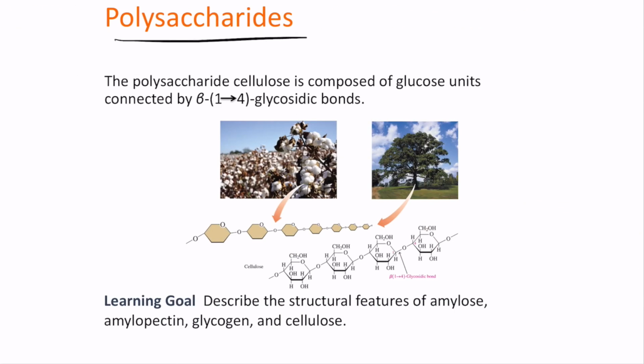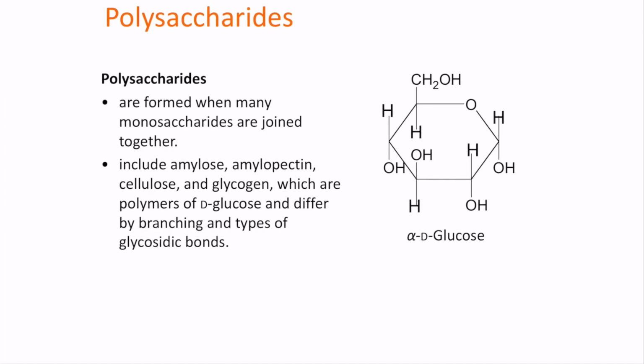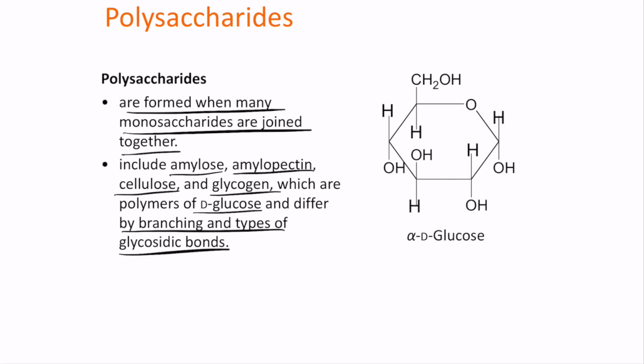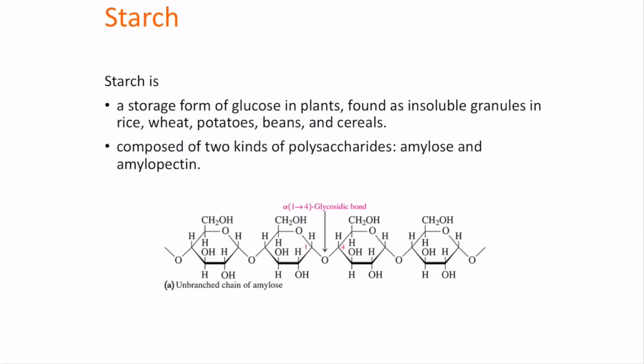Next, the last topic, polysaccharides. The polysaccharide cellulose is basically composed of glucose units connected by beta 1 to 4 glycosidic bonds. Alpha 1 to 4 glycosidic bonds give amylose, and beta 1 to 4 glycosidic bonds give cellulose. Polysaccharides are formed when many monosaccharides are joined together. These compounds include amylose, amylopectin, cellulose, and glycogen, which are polymers of D-glucose and differ by branching and the type of glycosidic bond. So let's start with starch.